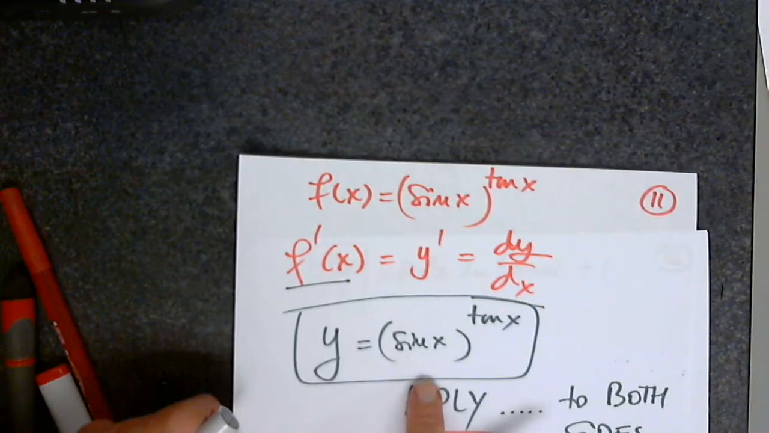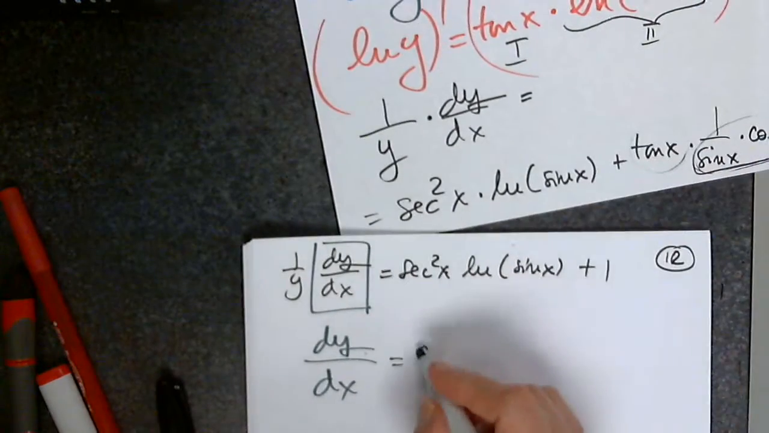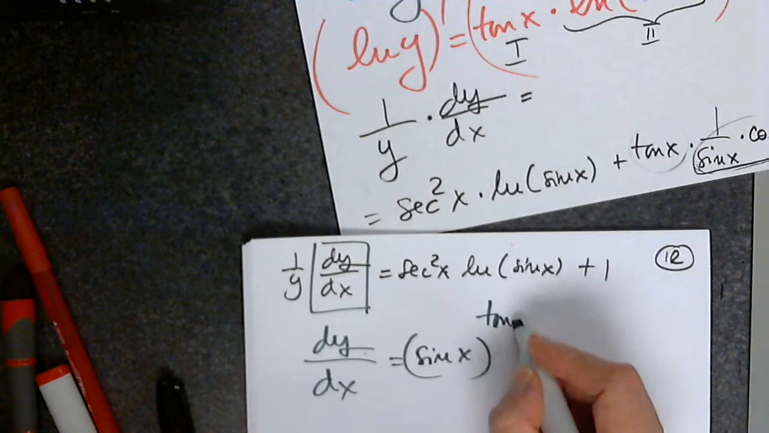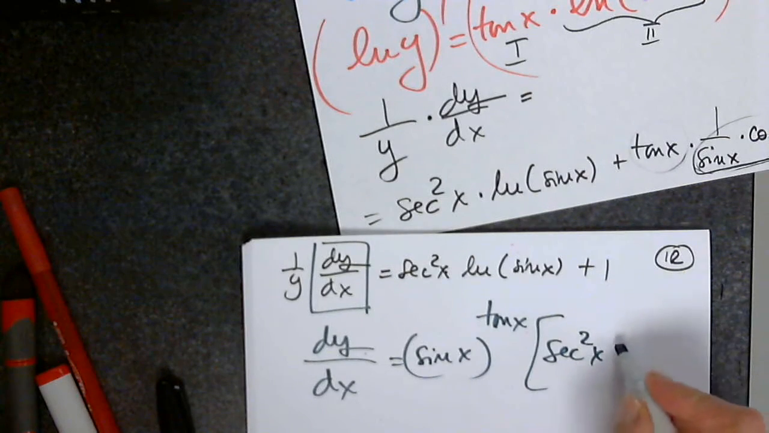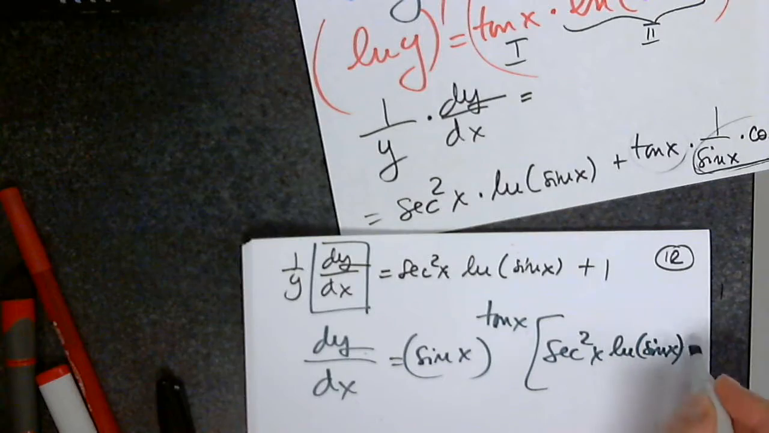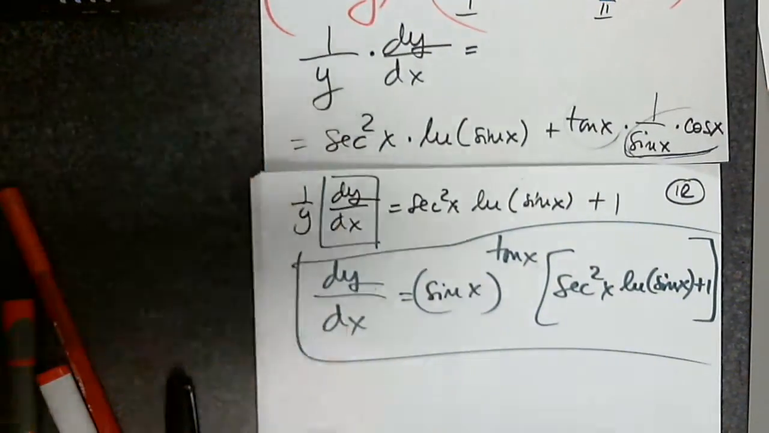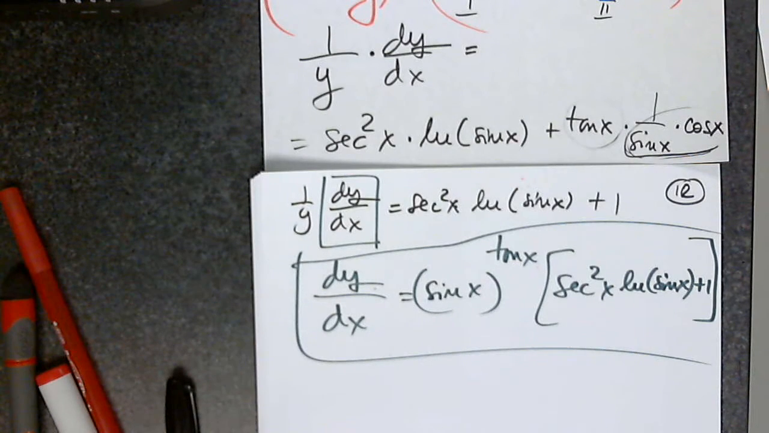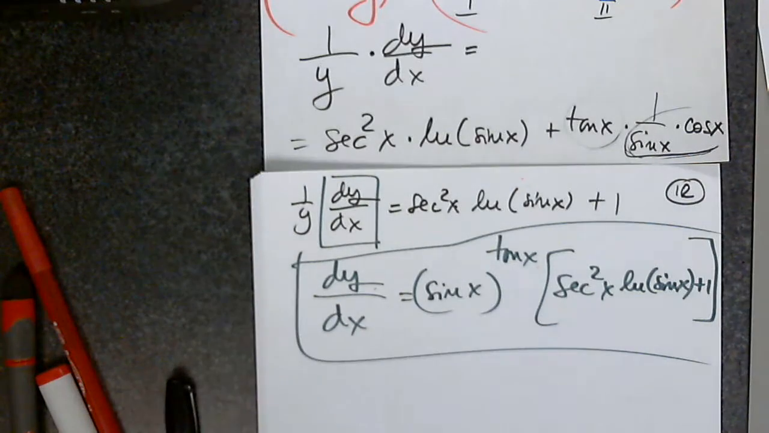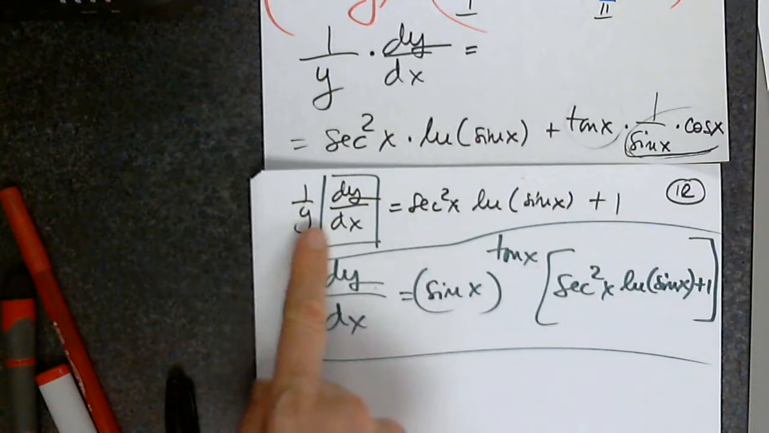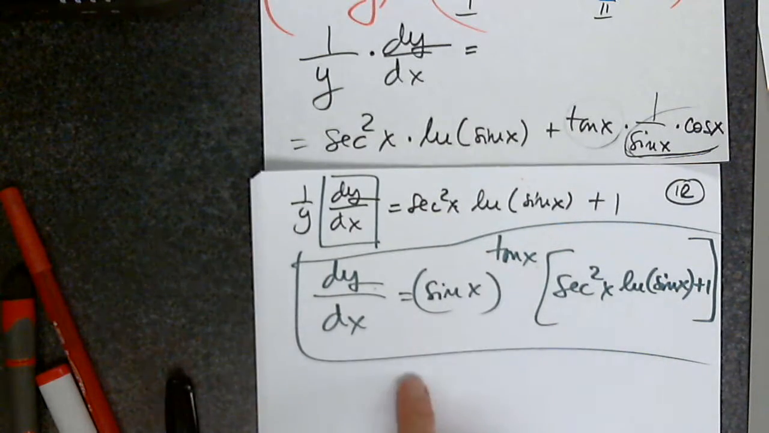But what was y? Raised to tangent x. And this is implicit differentiation. We were not able to find the derivative of this function without applying log to both sides first. So from this step to this step, we multiply both sides by y, but instead of writing y, I copied the function.